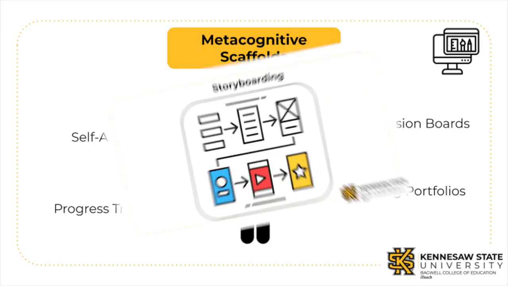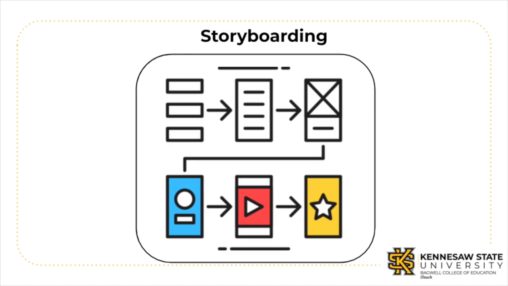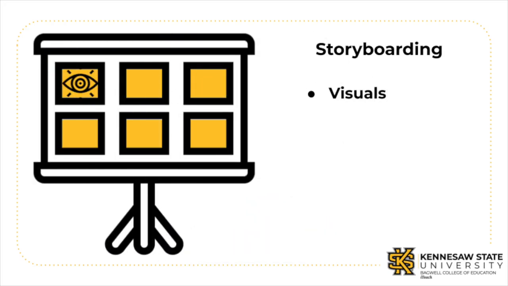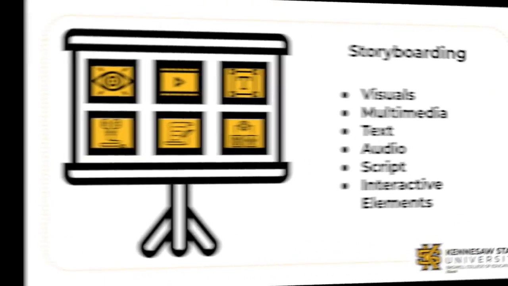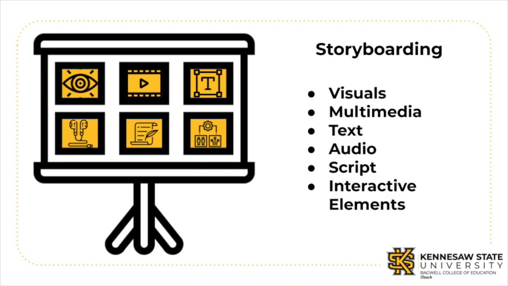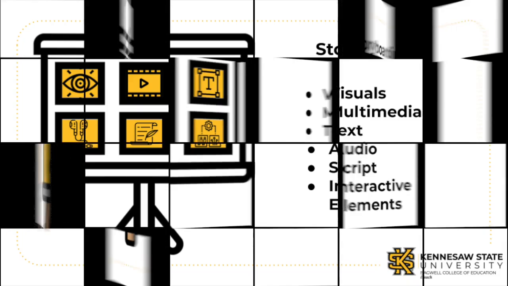Many instructional designers use a storyboard during the design phase to create a slide-by-slide draft of their course. The storyboard includes visuals, multimedia, text, audio script, and interactive elements. It helps you organize all the building blocks of your course and gives you a sense of how your course will flow. The more details you include in your storyboard, the easier the development phase will be for you.